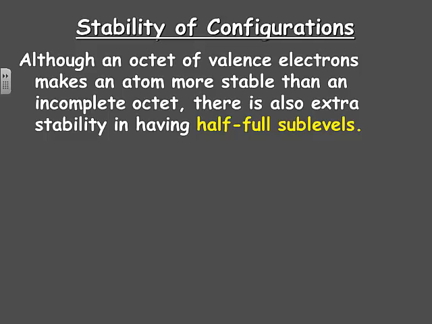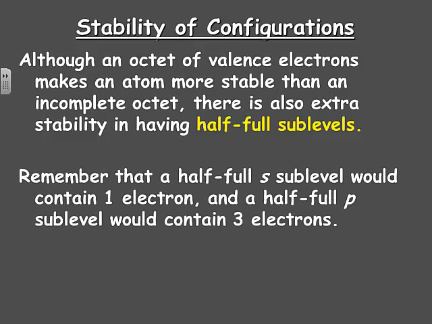Although an octet is very stable, and it's more stable than an incomplete octet, there is also some extra stability in having a half-full sublevel. If it's an s sublevel, it would be half full with only one electron instead of two. And a p sublevel, since it can contain a maximum of 6, it would be half full with only 3 electrons. And according to Hund's rule, you'd have one in each of those p's, and that's a fairly stable arrangement. Not as stable as being totally full, mind you, but it is more stable than any other arrangement being incomplete, with less than 3 for the p sublevel, or more than 3 but less than 6.